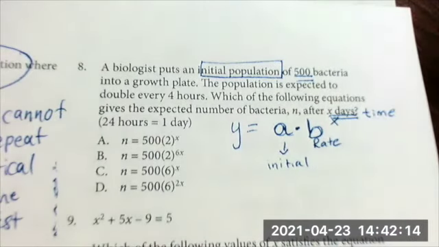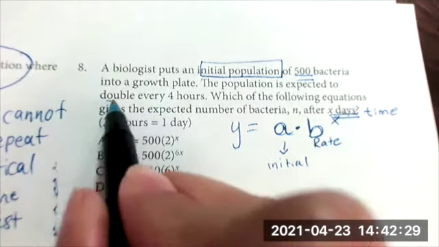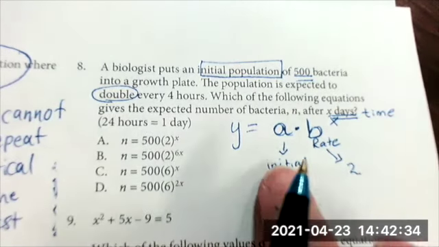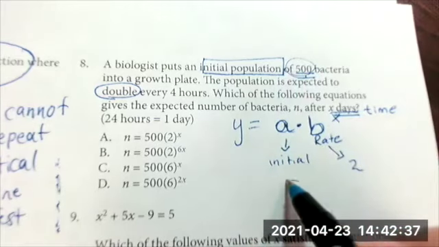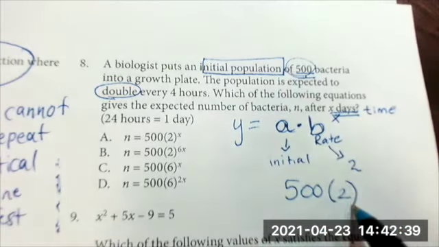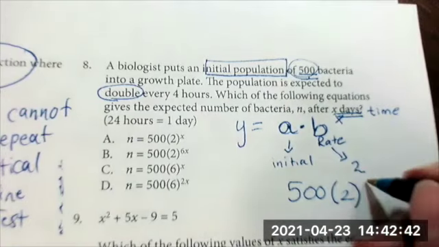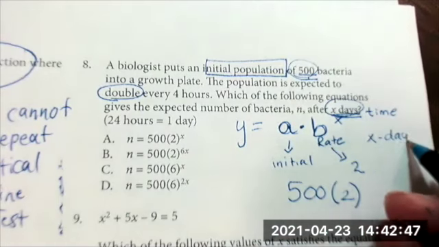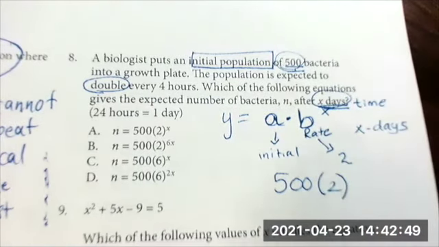So I'm going to figure this out. It says the population is expected to double every 4 hours. All right, so we can start eliminating here. Double, that's your rate. So that's going to be 2. Initial, that's your 500. Now this is a tricky part. This is your time. Now it says X is days, right? So this is the tricky part.